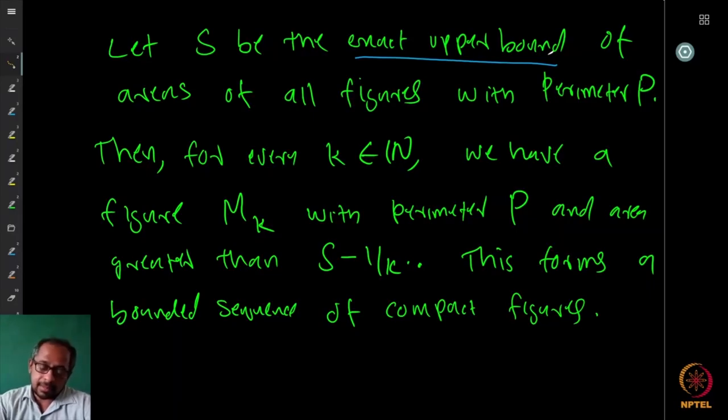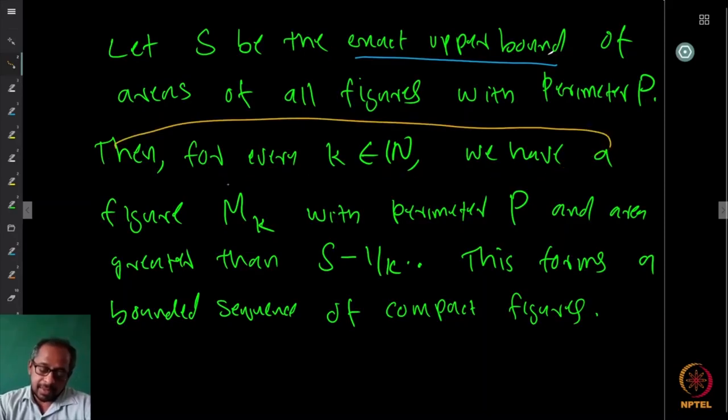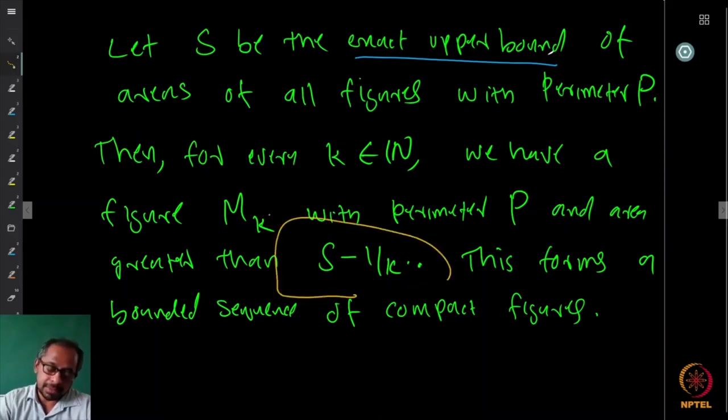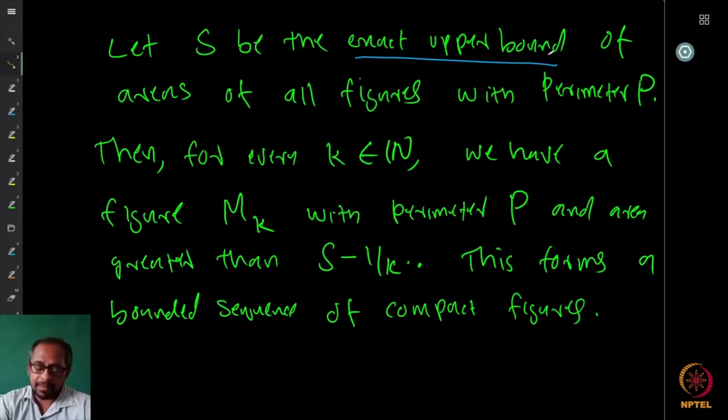Assuming that this is done already, we can say that S is the exact upper bound. Then for every natural number k, we can find a figure m_k with perimeter P and area greater than S minus 1 by k, because S is the exact upper bound. In the neighborhood, it should contain at least one point. That's by the definition. So for any k, you should be able to find some figure which is close to S. That is a property of exact upper bound.